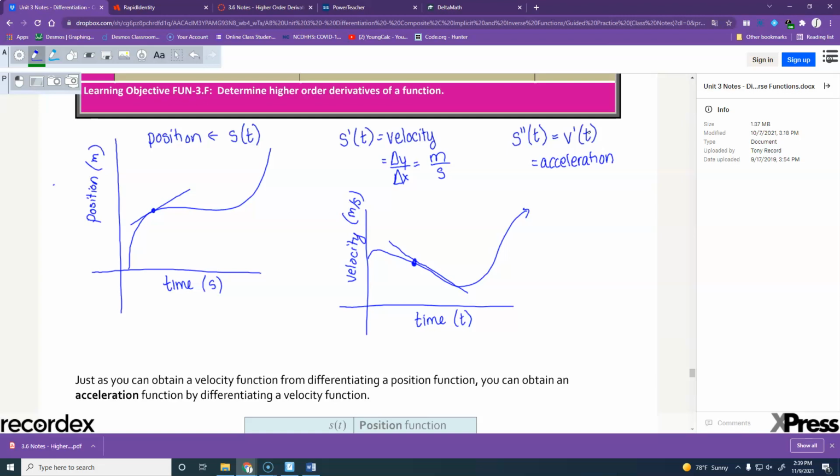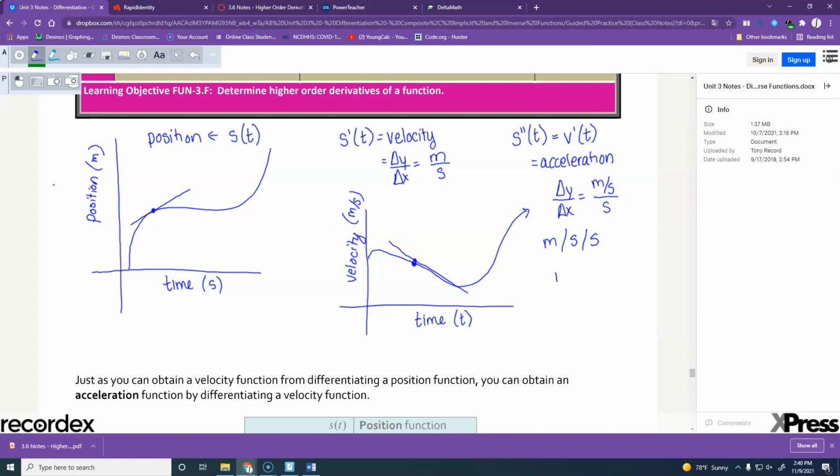Okay, and so if we think about taking the derivative, it's the slope of the velocity graph, right? So it's change in y over change in x of our velocity graph. How do we measure our y? Meters per second. Per second. Okay? So I usually just tell students to say meters per second per second.